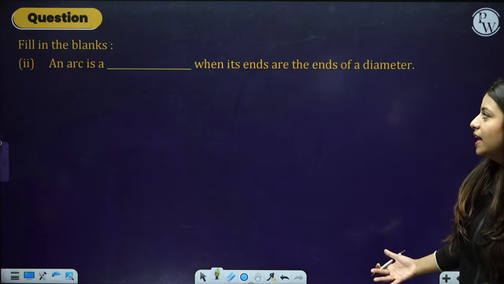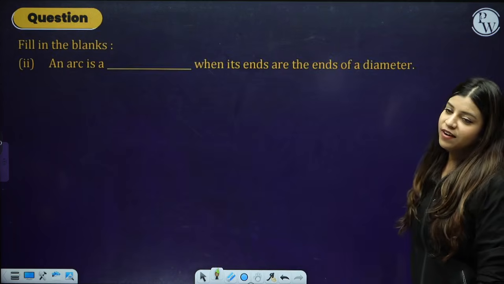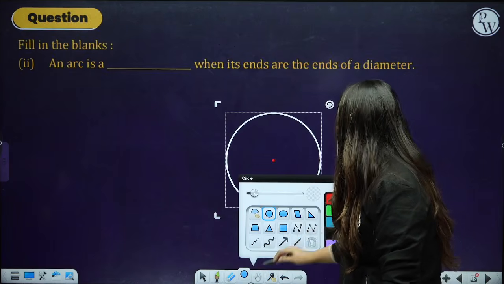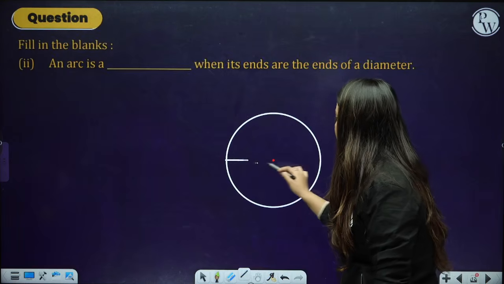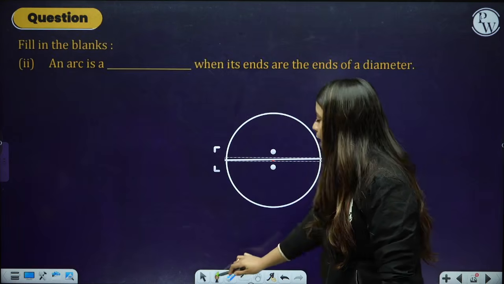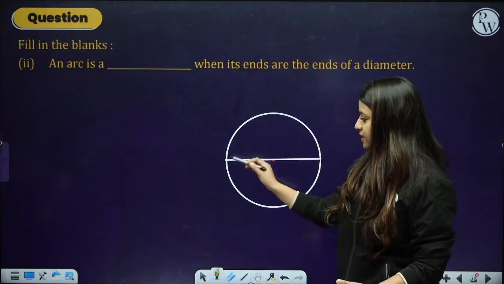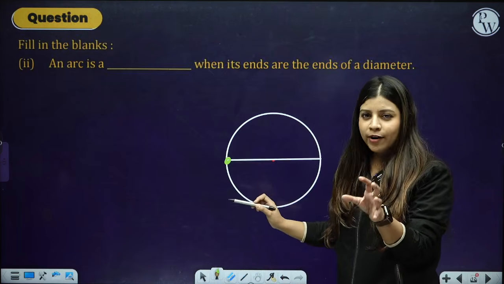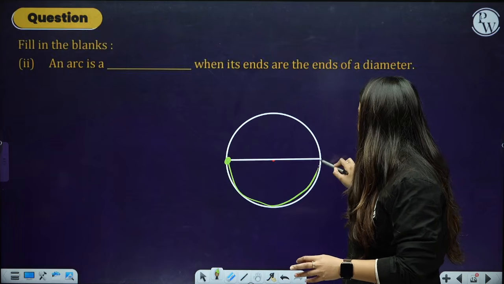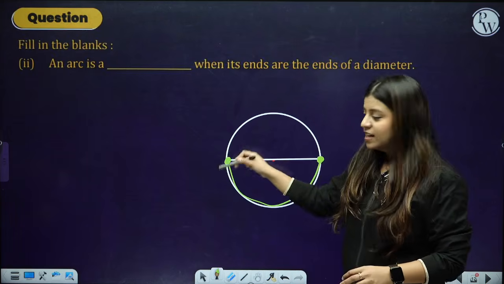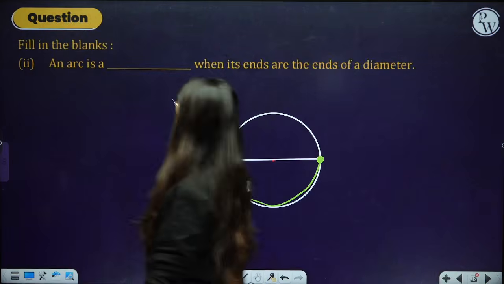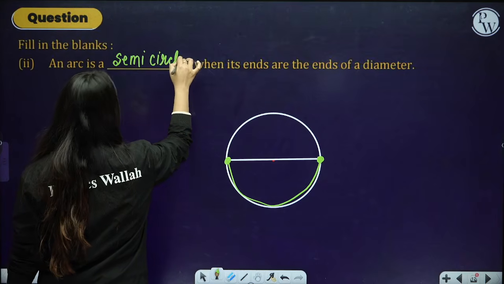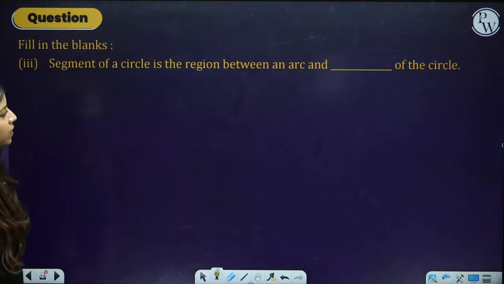An arc is a dash when it ends at the ends of a diameter. Now listen to this very carefully. This is a circle, right? Let's draw a diameter, basically a line that passes through the center of the circle. Now this is an arc, a part of the circle. If the arc starts from the starting point of the diameter and ends at the ending point of the diameter, this becomes what? A semicircle. So this is known as a semicircle.